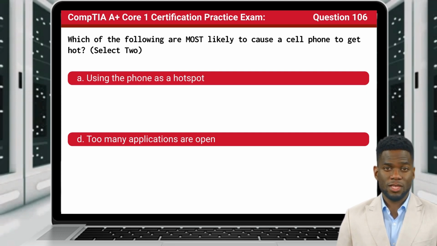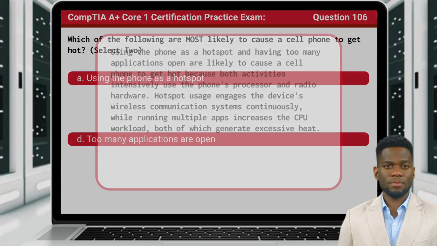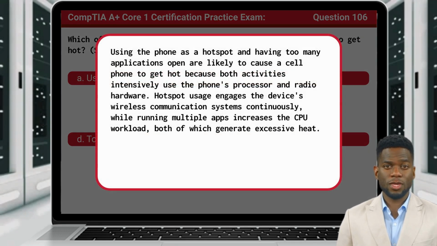The answer is A and D. Using the phone as a hotspot and too many applications are open. Using the phone as a hotspot and having too many applications open are likely to cause a cell phone to get hot because both activities intensively use the phone's processor and radio hardware. Hotspot usage engages the device's wireless communication systems continuously, while running multiple apps increases the CPU workload, both of which generate excessive heat.